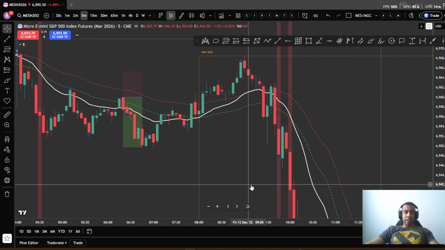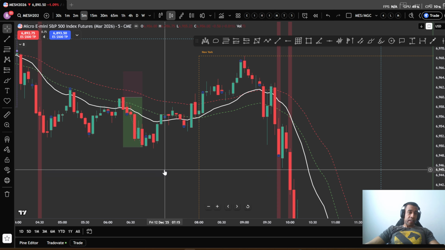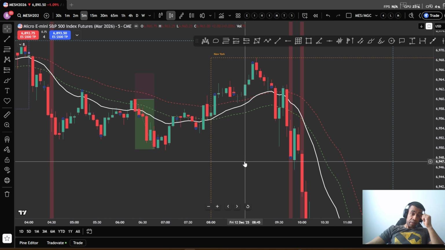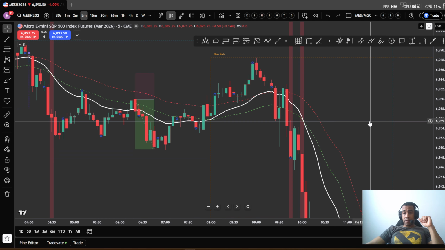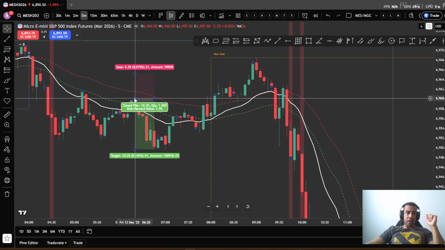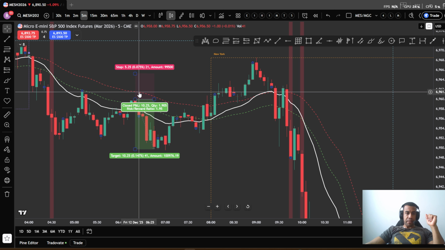Now, this is also why the discretion is so important. You could enter if you didn't enter over here. Let's say you say, okay, you know what, this is not close enough for me. I want a deeper pullback to the 45 EMA high.